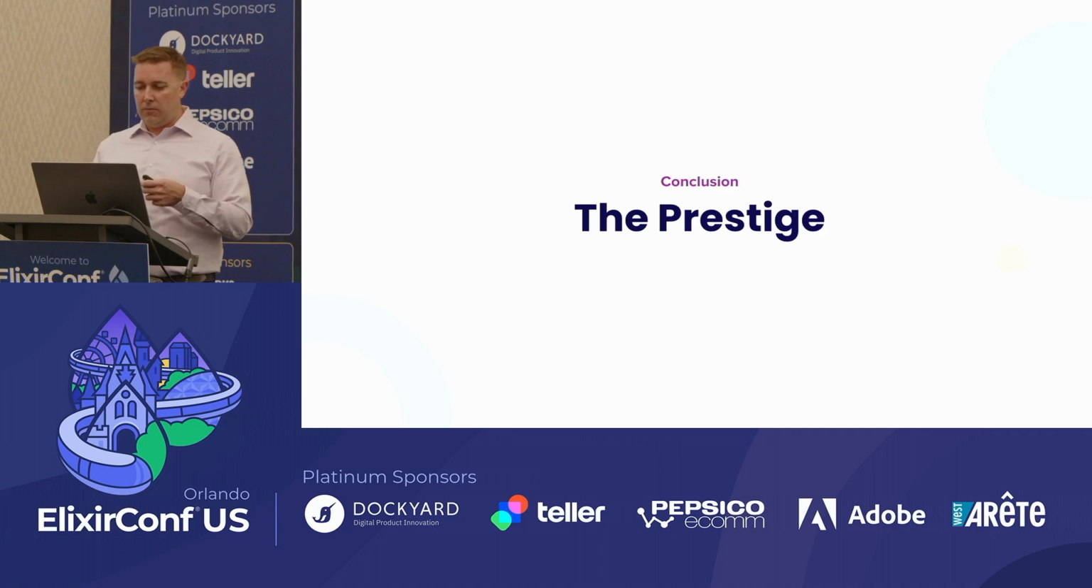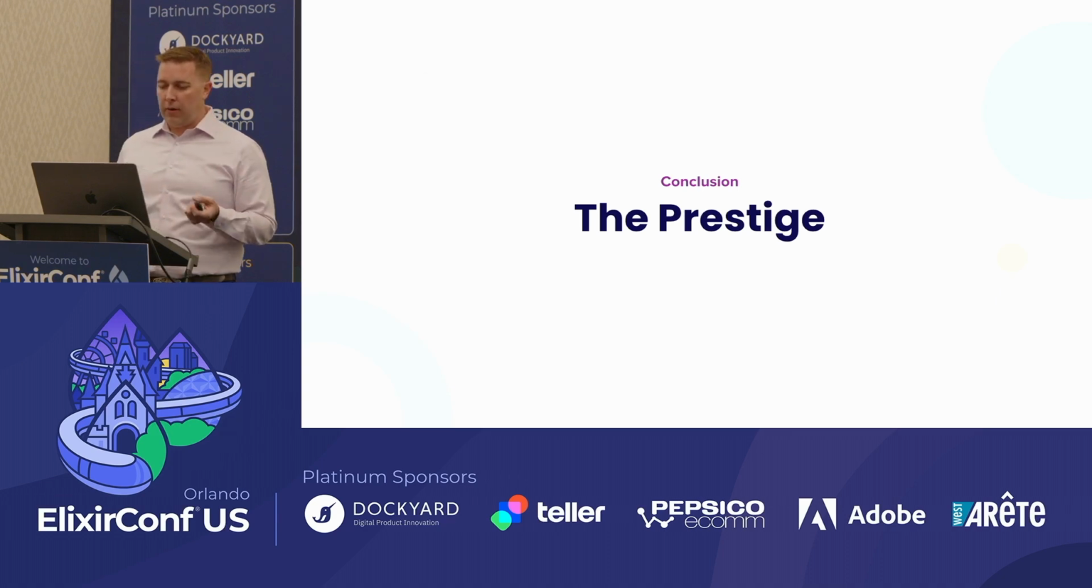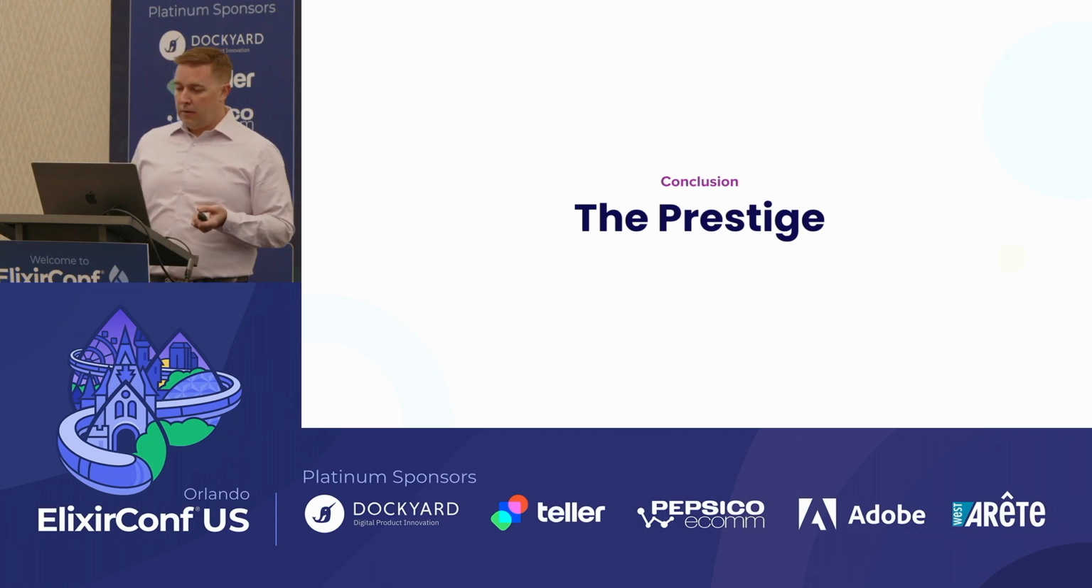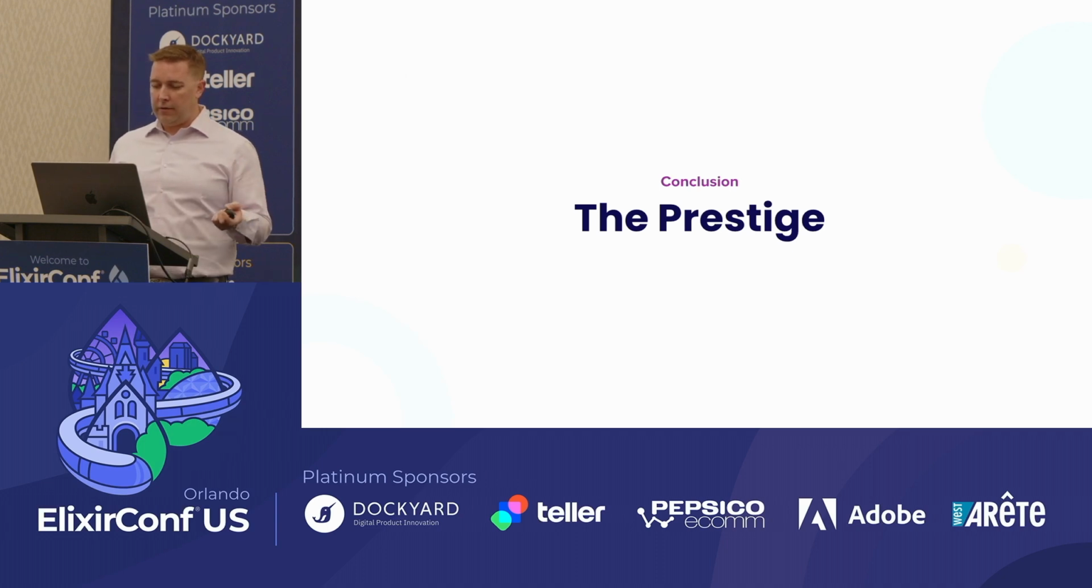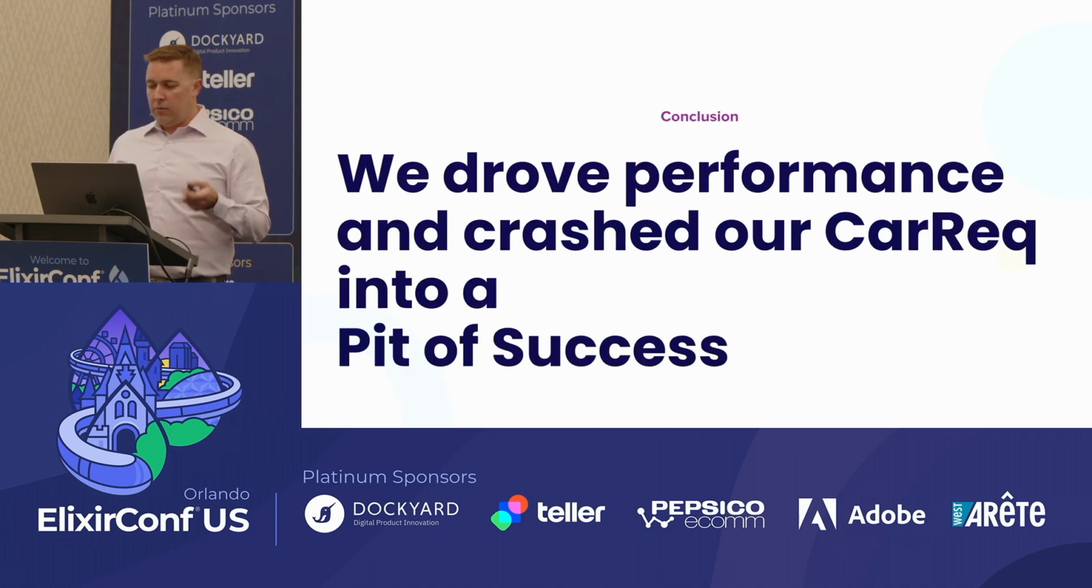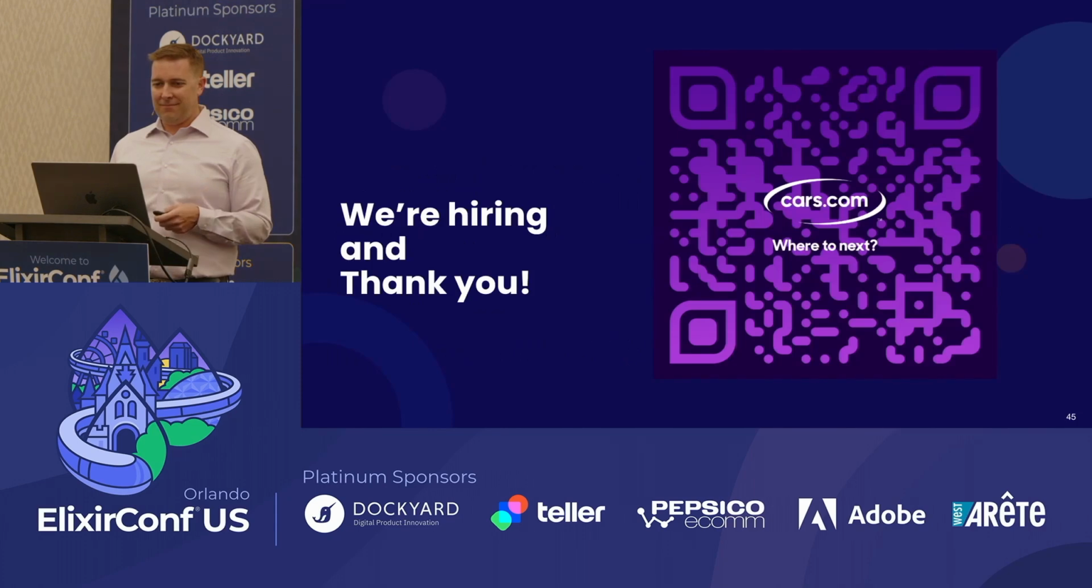To help address my impatience, we had to change some things. We had to be able to measure so we can know if we're helping. And in changing things, we're willing to be wrong. For me, there's nothing more instructive than writing code that doesn't work or that you throw away. So by setting defaults, emitting telemetry, and working within our system, we drove performance and crashed our carre into a pit of success. Thank you.